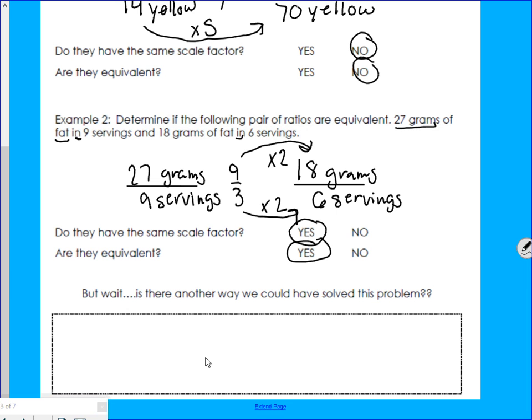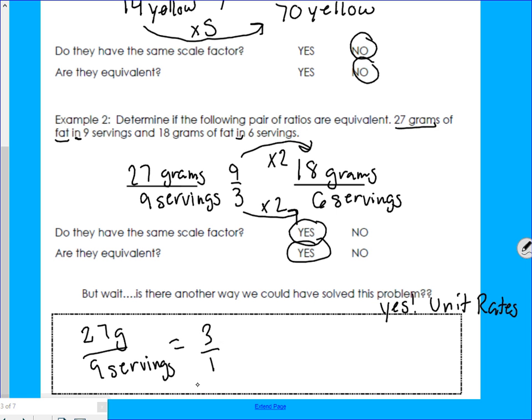It says, but wait, is there another way we could have solved this problem? The answer would be yes. We could have used the other method, which was unit rates. So if we were to use unit rates, we have 27 grams of fat over 9 servings, which would be 3 over 1. Because if we try to get 9 down to 1, we would divide by 9. And up here, we could divide by 9 also.